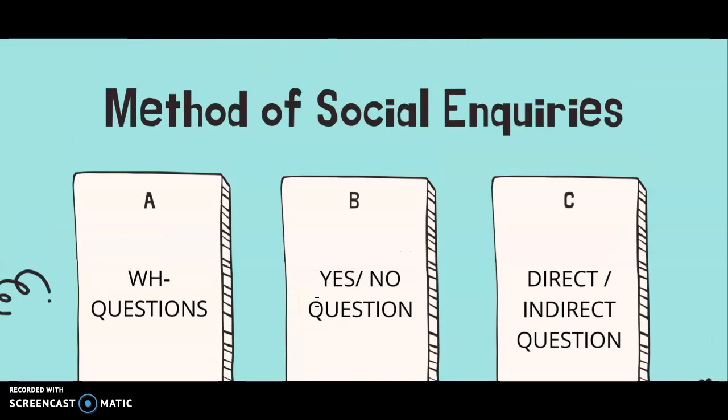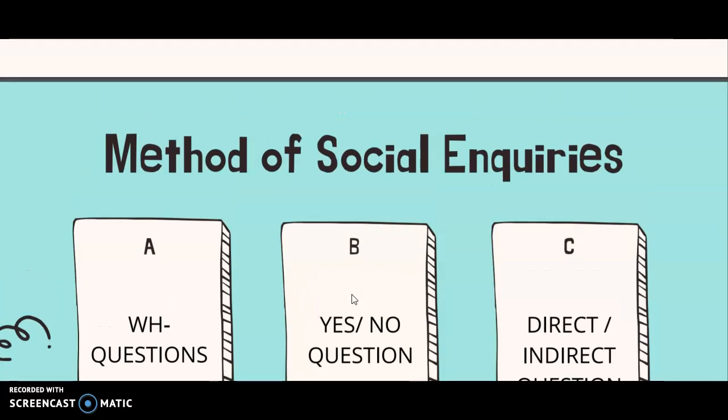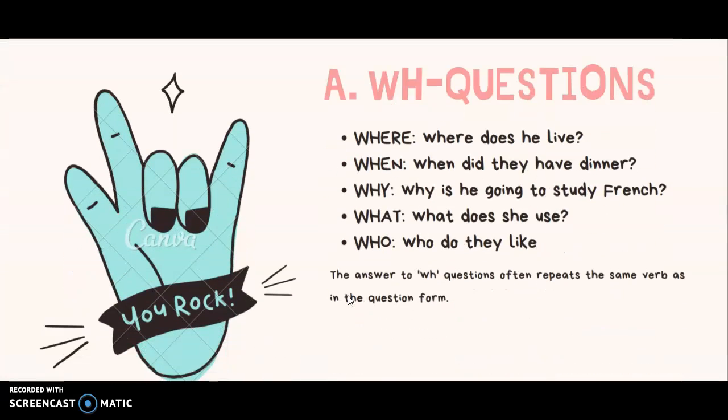There are a few methods of social inquiries. The first one is WH questions, then yes-no questions, and direct and indirect questions. Do you have any idea what WH questions are? Alright, for WH questions, we have to use certain keywords, for instance, where, when, why, what, and also who.